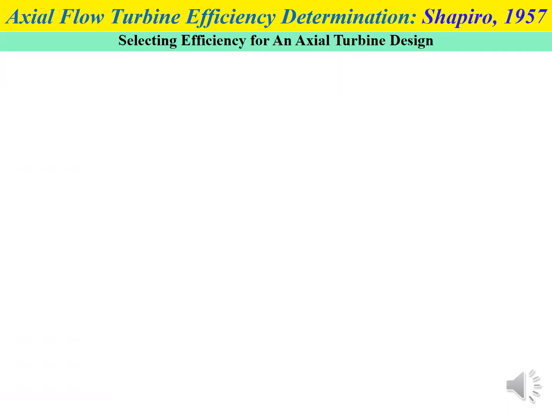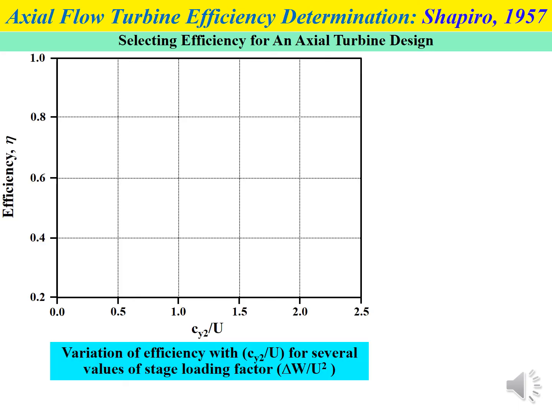Axial flow turbine efficiency determination. In order to select a proper value of efficiency for an axial turbine design, Shapiro in 1957 conducted an investigation for different values of total-to-total efficiency and total-to-static efficiency, as shown in the figures. He obtained the variation of efficiency with Cy2 divided by U for several values of the stage loading factor, delta W divided by U squared.